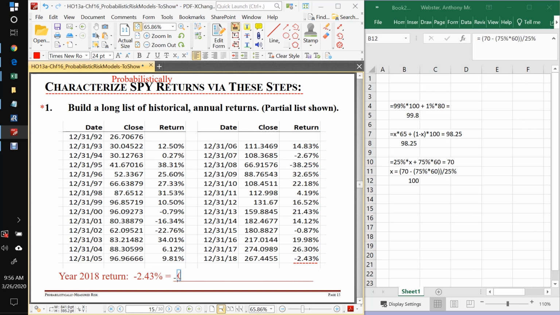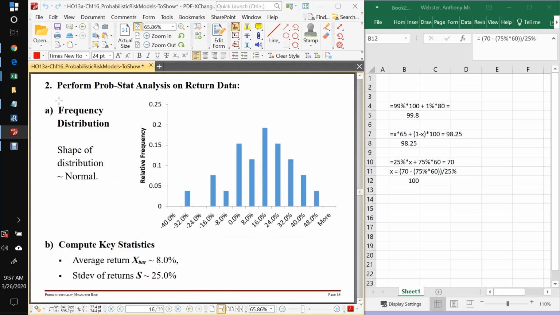So for example, the 2018 year return, which we have here at minus 2.43%, how did I have Excel compute that? Well, I said 267.4455, that's the price at the end of the year, minus 274.0989, that's the price at the beginning of the year, divided by 274.0989. Using these two numbers, I was able to get that return. And that same computation is true for every return computed here. Okay, so that's step number one.